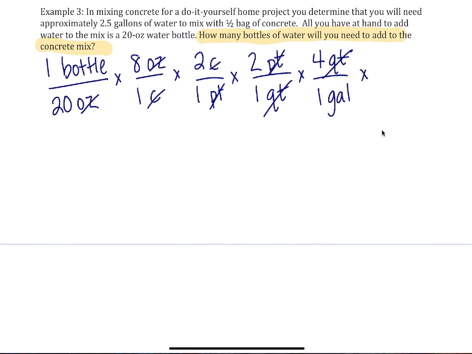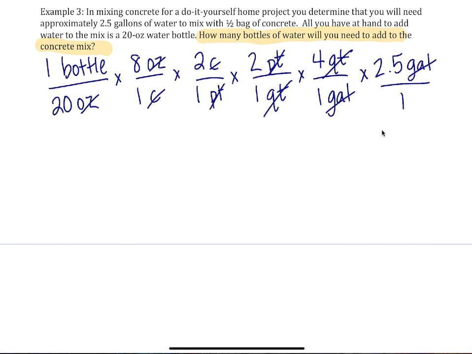And then my final part here is just knowing that however many of these bottles that I have found, I need to multiply by 2.5 gallons in order to figure out how many bottles that I need. So again, I know these kinds of problems are really tricky. You won't see a whole lot of them, but my suggestion is always to start with the unit that you need your answer to be in. How many bottles of water? So I start with bottle, and then I just start canceling things out until I have everything canceled.